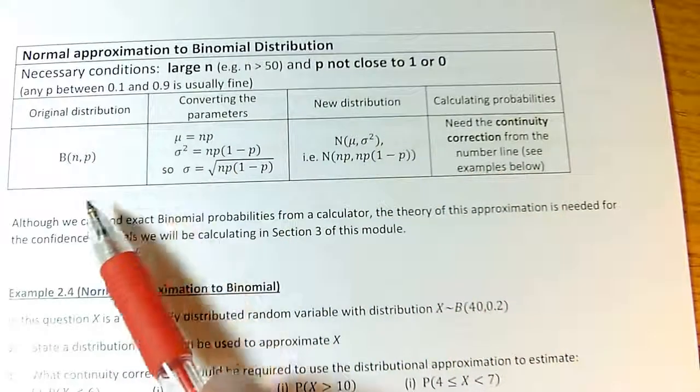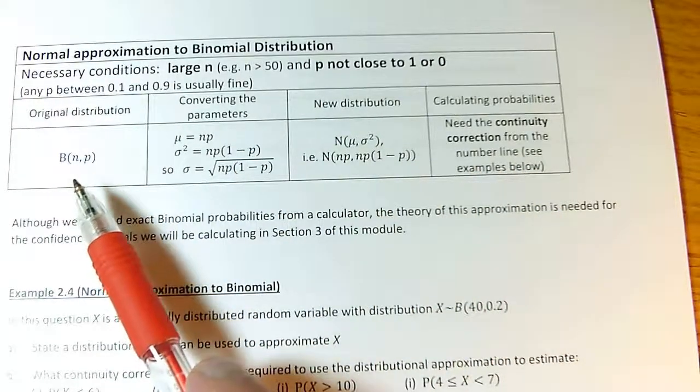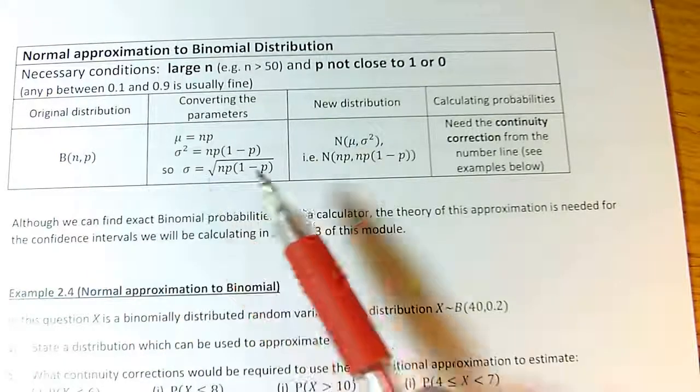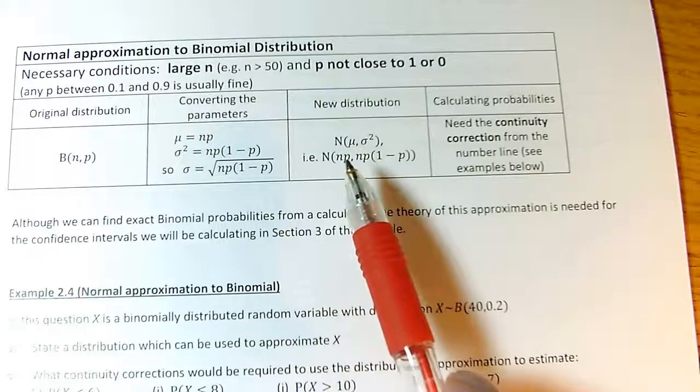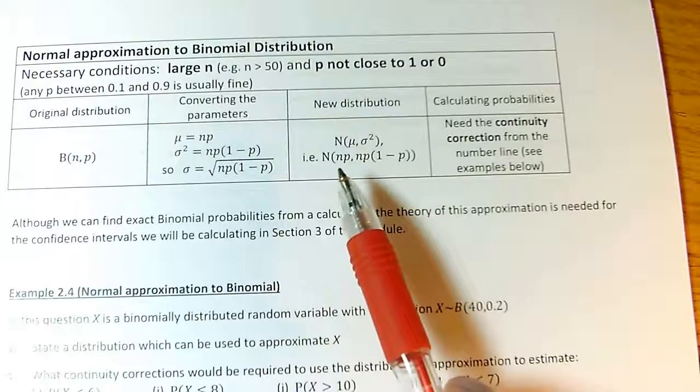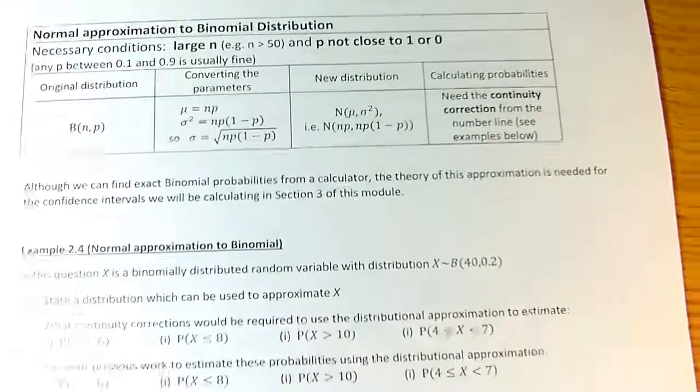But there's one key extra step here, which is called the continuity correction. We have to adjust for the fact that the binomial outcomes can only be whole numbers, but for normals we can have everything in between the whole numbers as well, which means we have to adjust the probability. So I'm going to show you how that works with some examples.